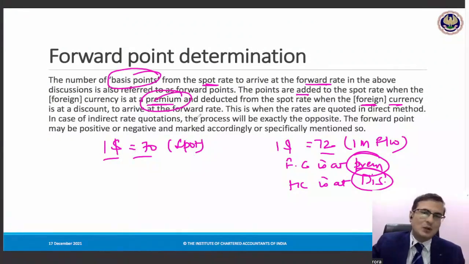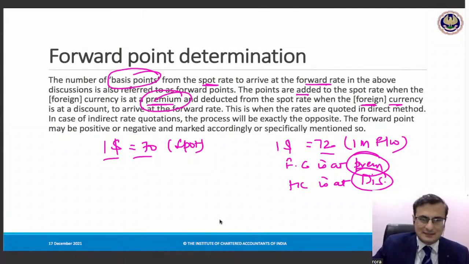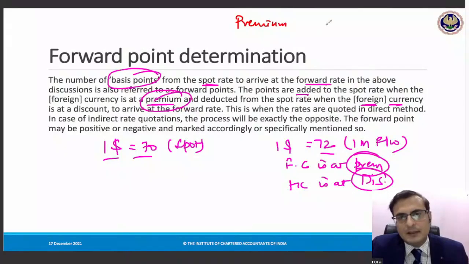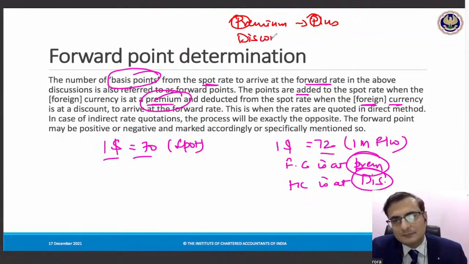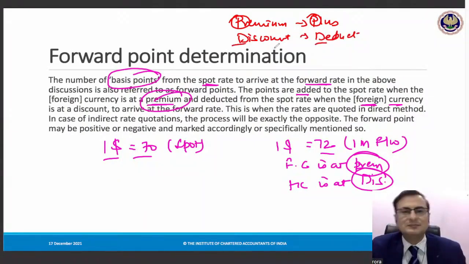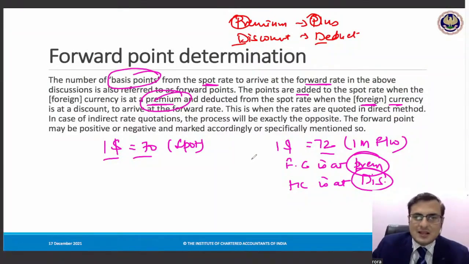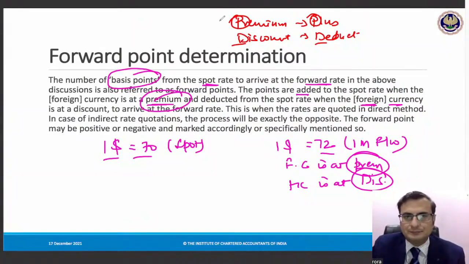Sir, is there any trick to learn? Yes, should I tell you? If it is a premium, then you need to add, so P for P. If there is a discount, you have to deduct, so D for D. Clear? So this is when the rates are quoted in the direct method, where all direct things apply.